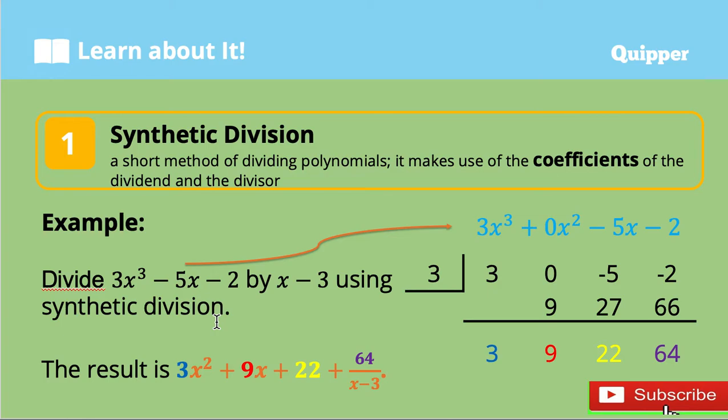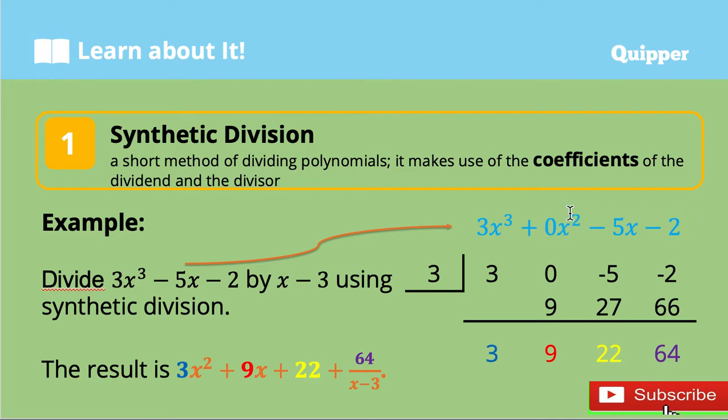To solve this problem, you have to observe if the given dividend is already in decreasing powers and if it's complete. When you say complete, there is no missing term. From the given dividend, the exponents are already in order, but there is a missing term, which is the quadratic term. If there is a missing term, you have to add 0 just to give space. So it becomes 3x cubed plus 0x squared minus 5x minus 2.